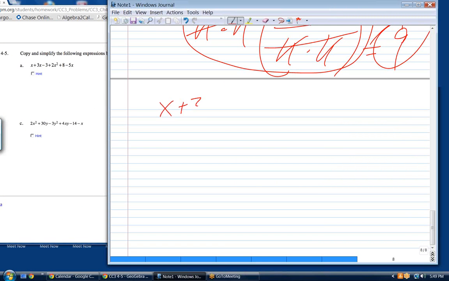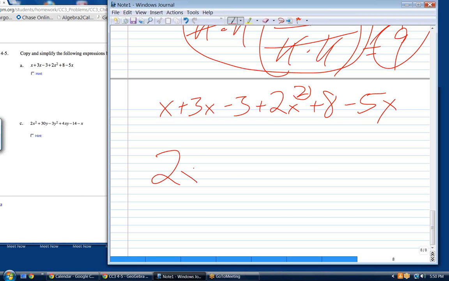So we got x plus 3x minus 3 plus 2x squared plus 8 minus 5x. We want to simplify, which means gathering all like terms. The first term we're going to write is the x that has the highest power on it. So what is that? Is that 3x? By highest power, I meant the highest exponent. So we always write that term first.